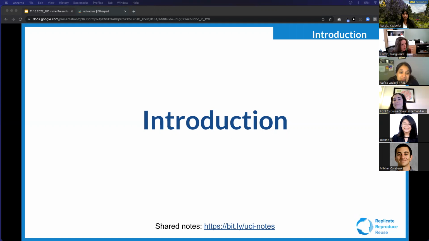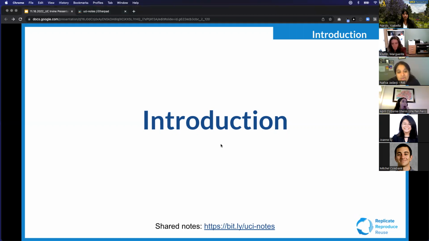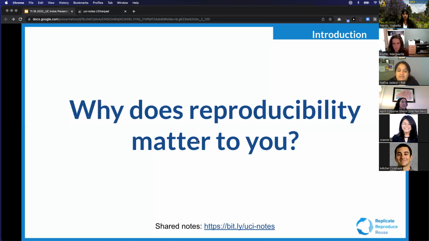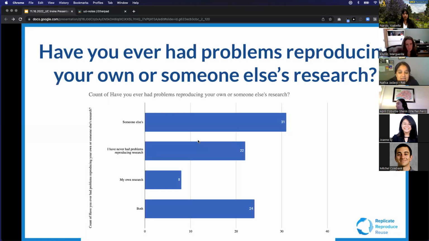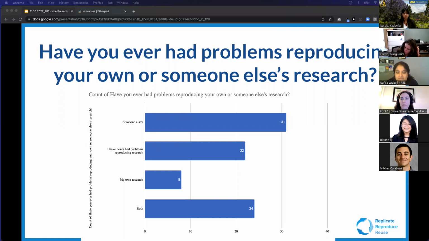Why does reproducibility matter? And why does it matter to you? Prior to this workshop, we did a pre-survey. One of the questions we asked was, have you ever had problems reproducing your own work or someone else's research? This is summarized here. We see your responses in terms of the percentages. For someone else's work, there have been some issues, as well as with people's own research. April, do you mind chiming in?